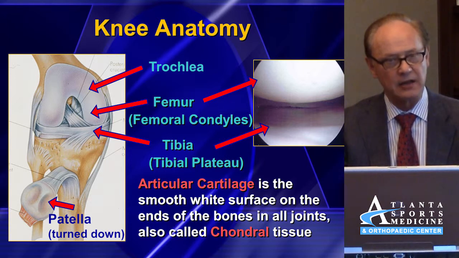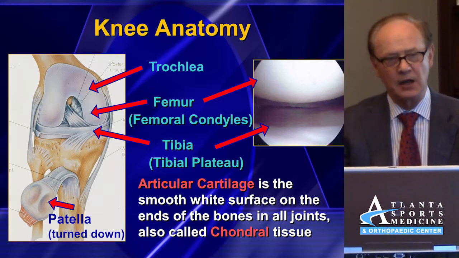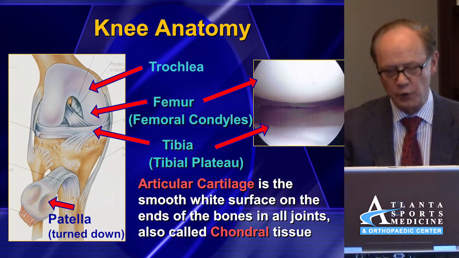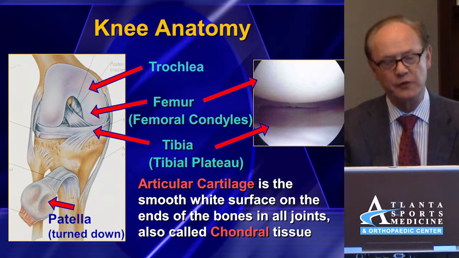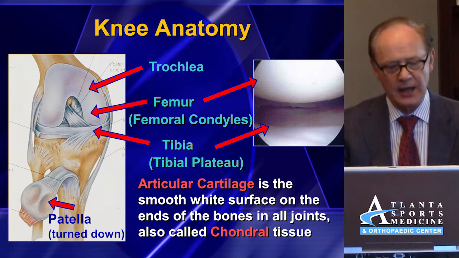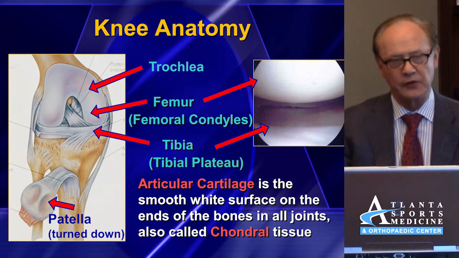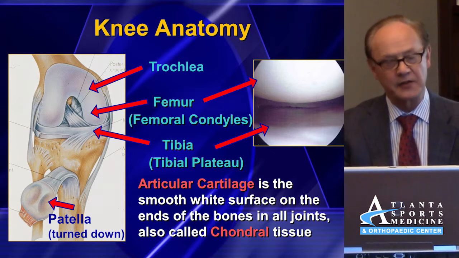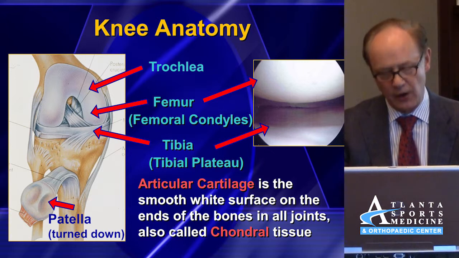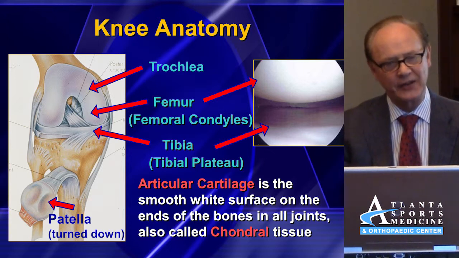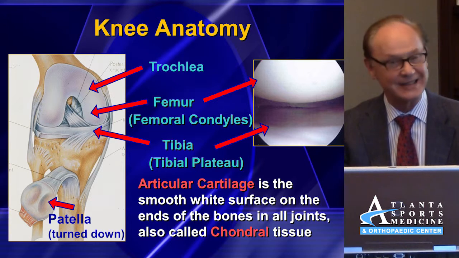The kneecap or the patella rides back and forth in a groove in the knee called the trochlea. The trochlea is basically a groove that the kneecap goes back and forth as you move your knee from full extension to flexion. The other surfaces that are important are the femoral condyles, a medial and a lateral femoral condyle. That's your femur bone, your thigh bone, and it articulates on the tibia. The tibia is the shin bone. It also has articular cartilage on it, and sitting in between those two bones is the meniscus.